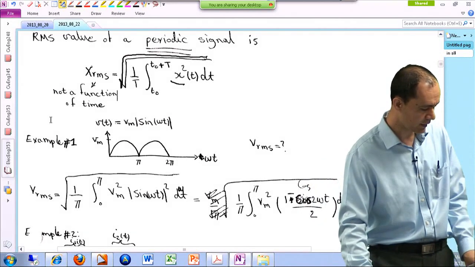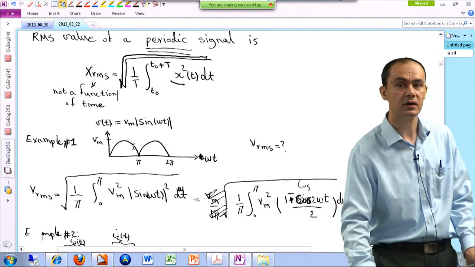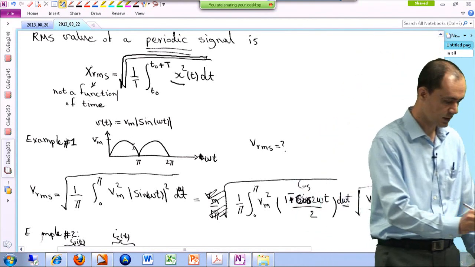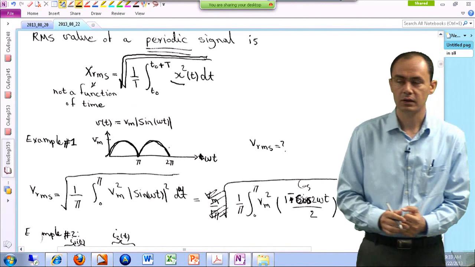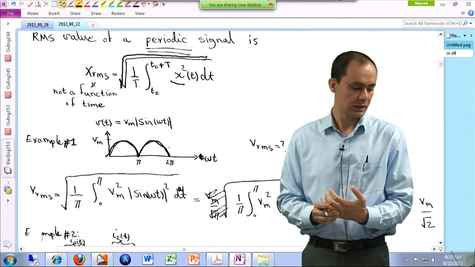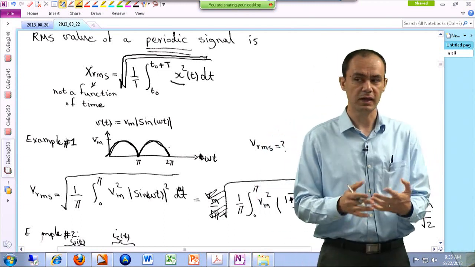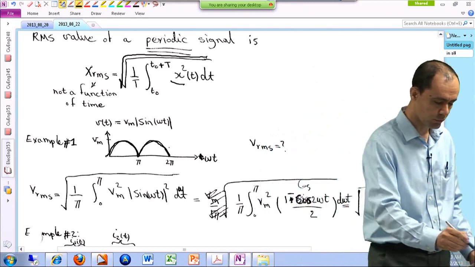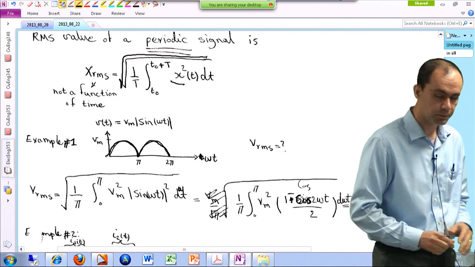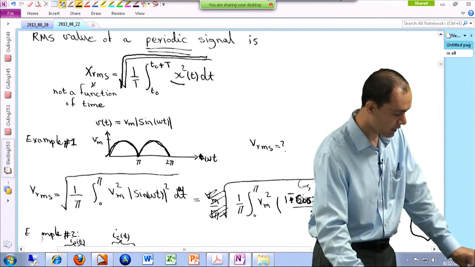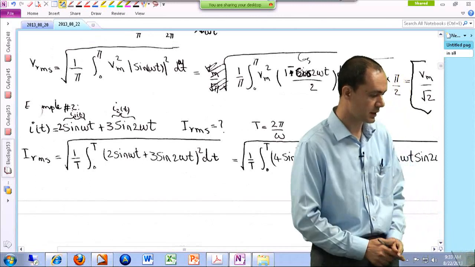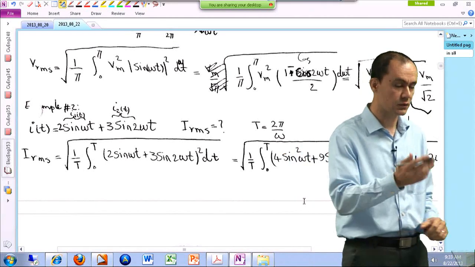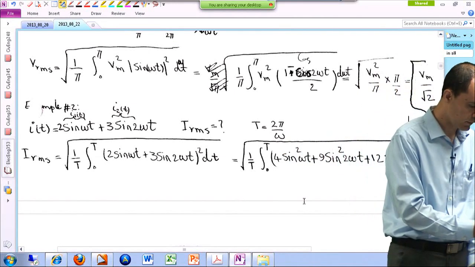We had an example, and that was a rectified sinusoidal signal like this voltage waveform over here. As it turns out, the RMS value of the signal is the peak value, which is Vm or V maximum, over the square root of 2. Then we were about to start the discussion for another signal, which was a current waveform this time. The first one was a voltage waveform. This one is a current waveform.